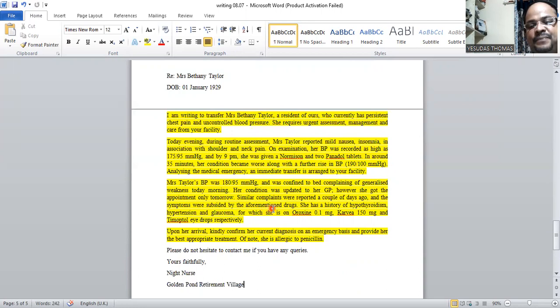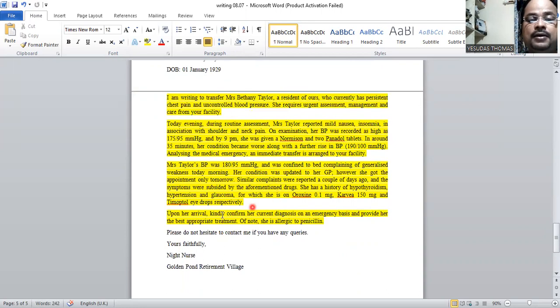And regarding her past medical history, she has hypertension, hypothyroidism, and glaucoma, and we have the medications here. We have not added some other medications, such as vitamin C and glucosamine tablets, because this is an emergency letter, so we have to keep that in mind. So this is the requirement: upon arrival, when you accept this patient, please confirm her diagnosis on an emergency basis and provide her the best appropriate treatment.